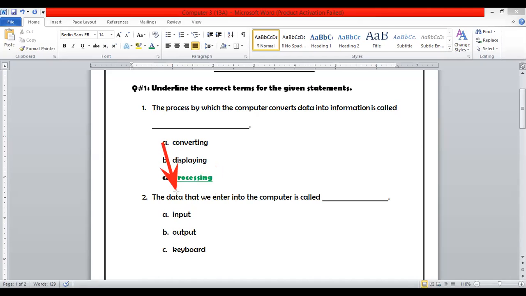So we're talking about data. I gave you the hint that we are talking about data, not the device. Keyboard is the device. It means that this hint cancels the C option. Only two options are left: input and output. Input has the word "in" in it, and we are talking about enter. So enter is in. It's a basic easy question.